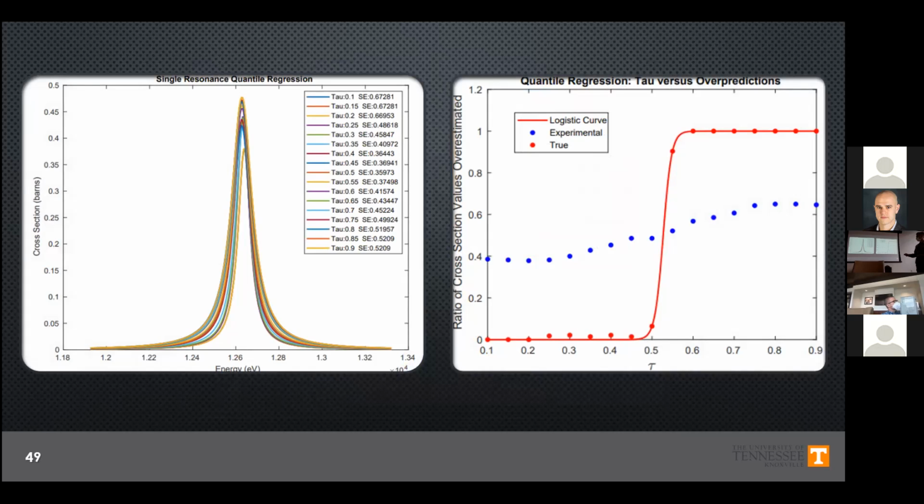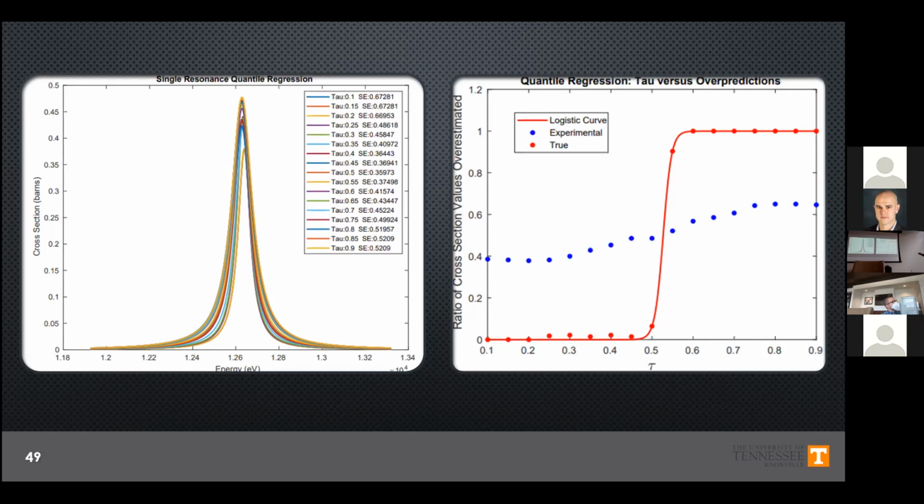Taking the same one resonance example you see here for the quantile regression, this is what that over prediction looks like that I was talking about before. So again, that tau value controls how much a cross section is being over predicted versus under predicted. These red dots, which the model does not see in its fit, represent the over prediction of the true cross section. So by fitting the experimental data, our model is able to characterize a curve, with an adjusted R square of 0.999, of how much the true cross section is being over predicted.